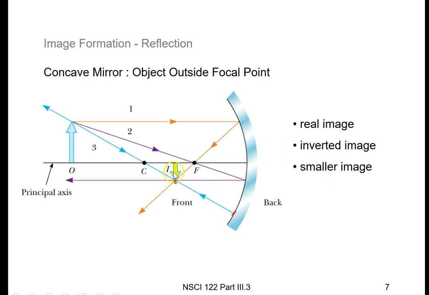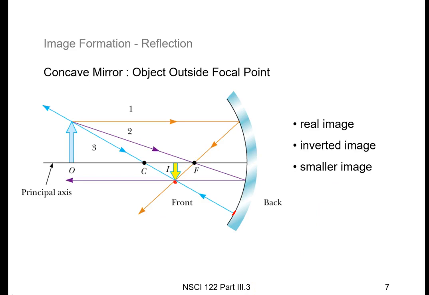Now the size of the image will change with the object distance. So as I move this blue arrow around, the location and size of the image will change, but it's always going to be real, inverted and smaller than the object. Okay, and I'll show you an example of that in a video demonstration near the end of this video.